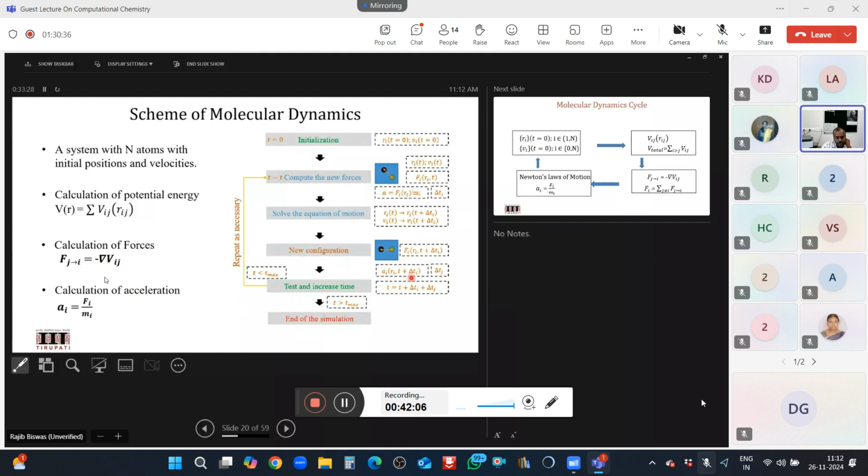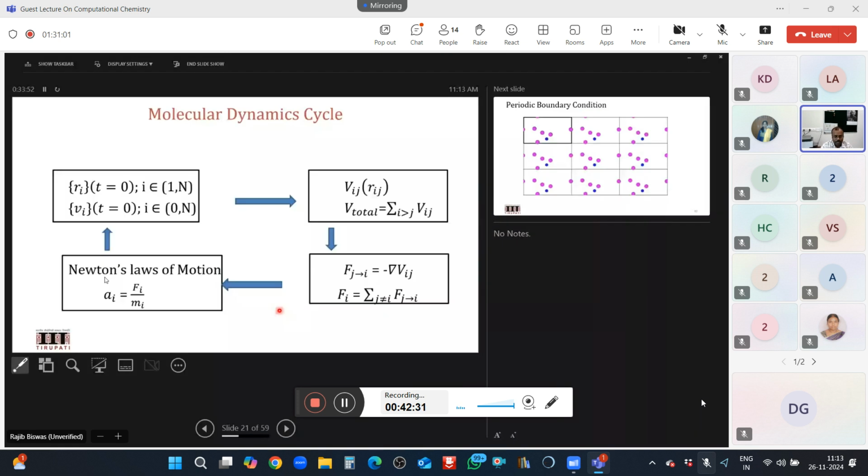All these new configurations will keep on repeating until we are satisfied with the length of time we have simulated. Once that time is achieved, we will stop our simulation. So this same loop will go again and again until we reach the endpoint of the simulation as defined by us. These are the same things using just another box diagram.